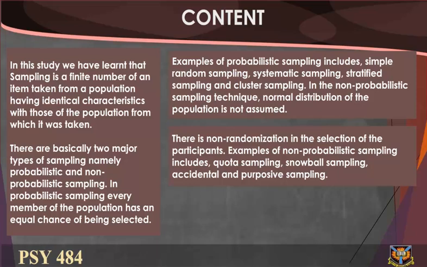In the non-probabilistic sampling technique, normal distribution of the population is not assumed. There is no randomization in the selection of the participants. Examples of non-probabilistic sampling include quota sampling, snowball sampling, accidental and purposive sampling. This is the end of chapter 7.